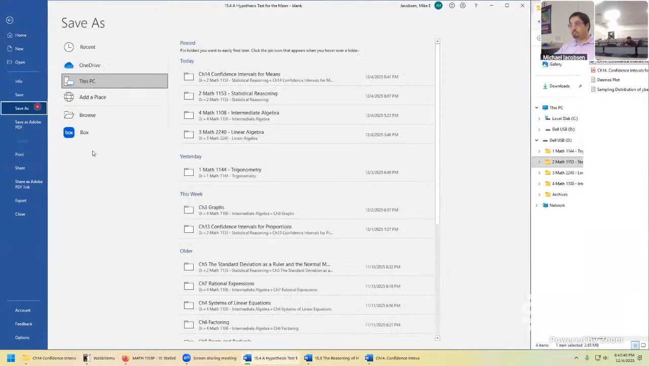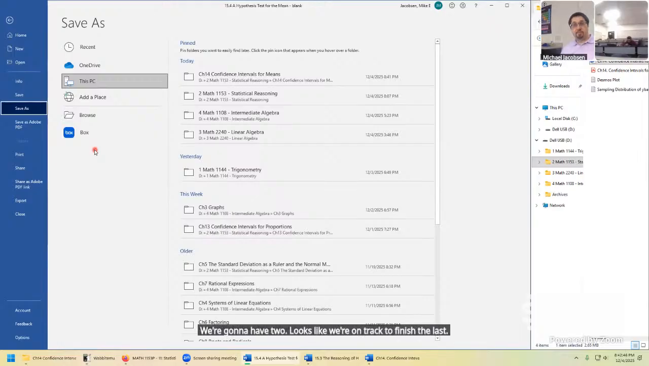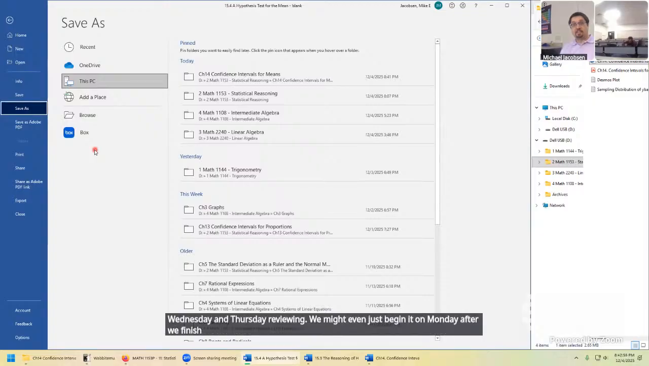Are we going to have 2 days of review before the final, or one? We're going to have two. Looks like we're on track to finish the last example in 15.4, our last section, on Monday. So we're going to spend all of Wednesday and Thursday reviewing. We might even just begin it on Monday after we finish that last example.